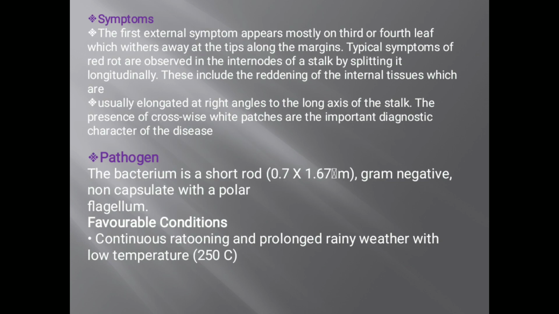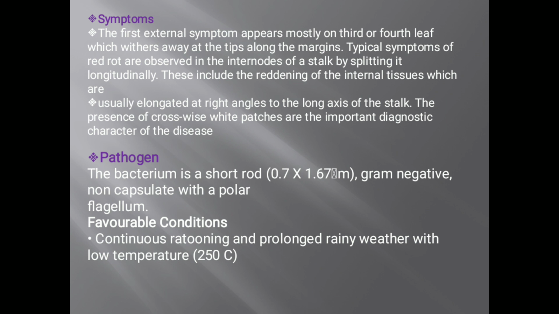The first external symptom appears mostly on the third and fourth leaf, which wither away at the tip and along the margin. The typical symptom of red rot is observed in the internodes of the stalk by splitting it longitudinally. These include reddening of the internal tissues, which are usually elongated at right angles to the long axis of the stalk. The presence of crosswise white patches is an important diagnostic characteristic of the disease.